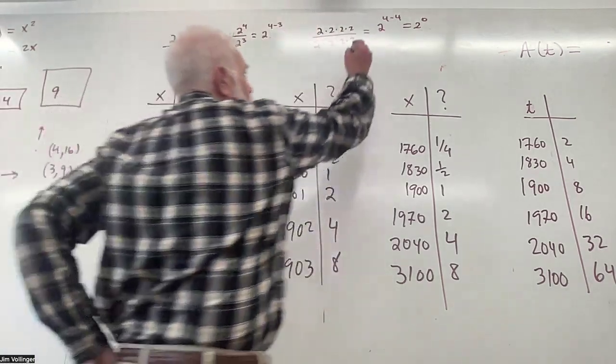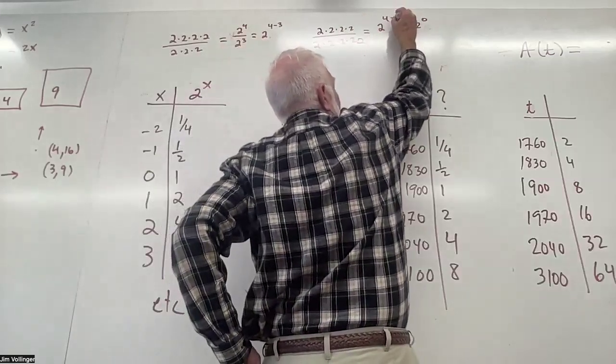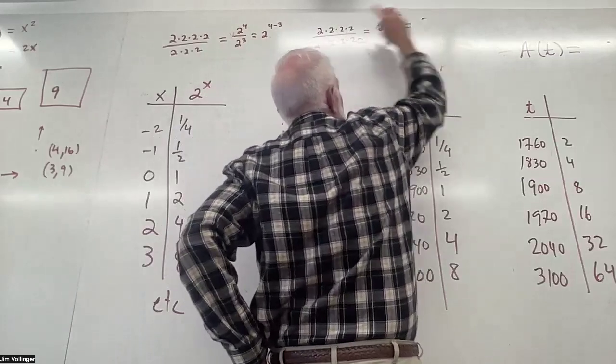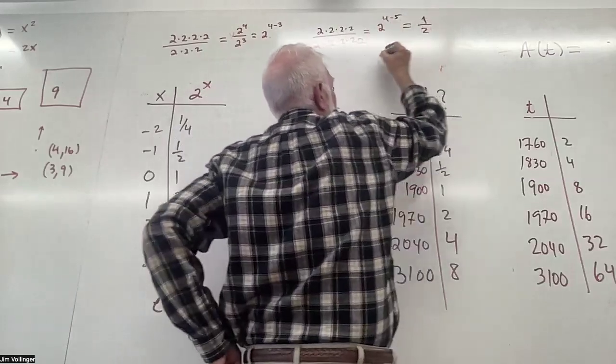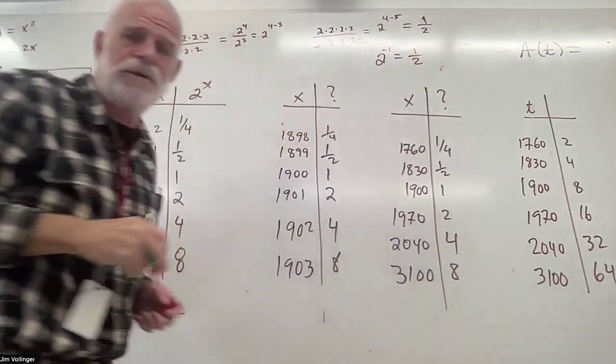And if I were to add 1 more times 2, then it would be 4 minus 5. And if you take the time to look at the calculation, you get a half. So 2 to the minus 1 equals 1 over 2. It looks like that minus sign is really reciprocation.